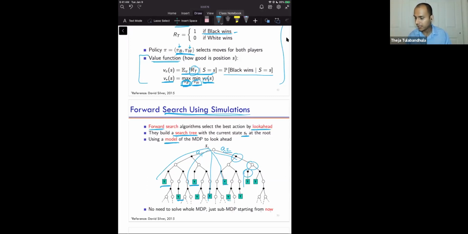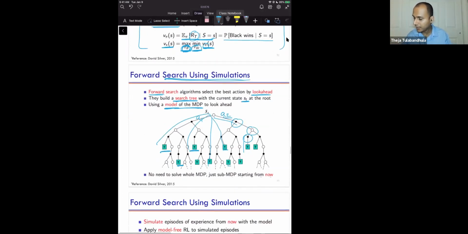Yeah. So that's what a model of the MDP means. Basically, the idea is you don't solve the whole environment, you don't solve for the policy for the whole environment. You just solve for the sub-MDP, or just that current starting state ST. What's the best action to take? Okay, that's the forward search.